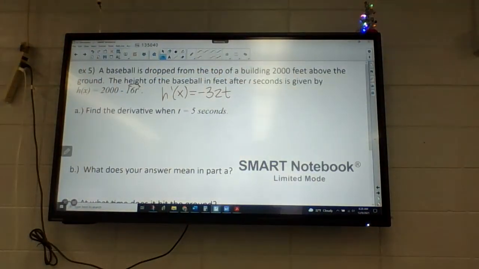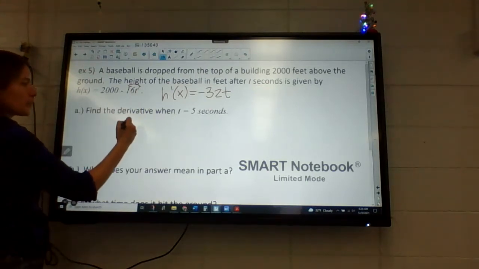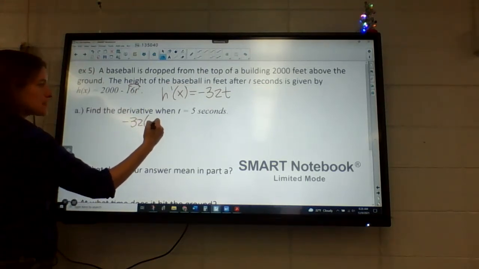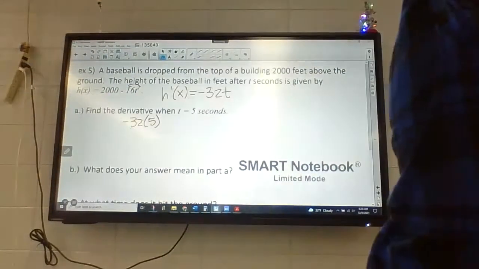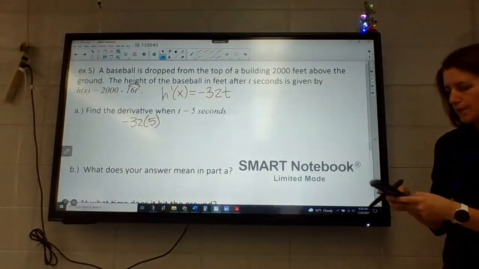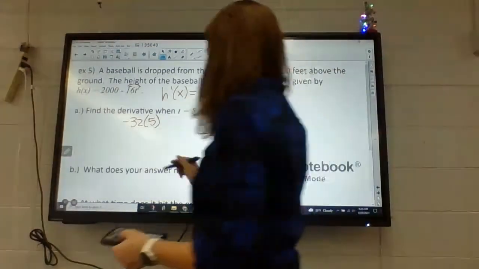All right. They're asking for the derivative when t equals 5 seconds. So now we're just putting that value in. We're going to do -32 times 5. -160.